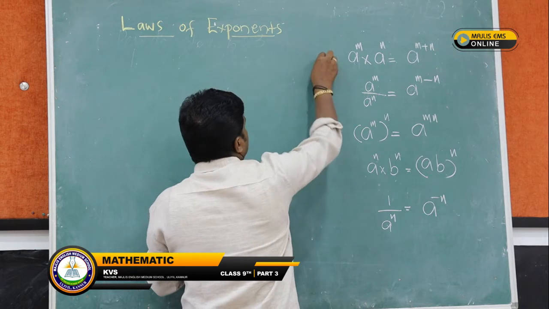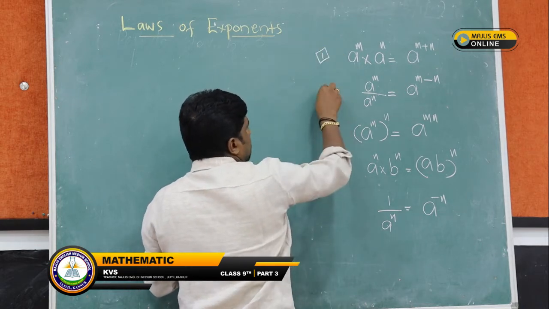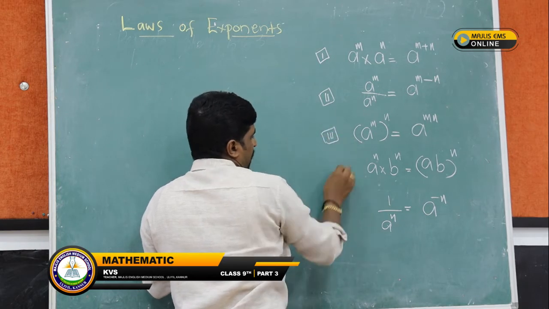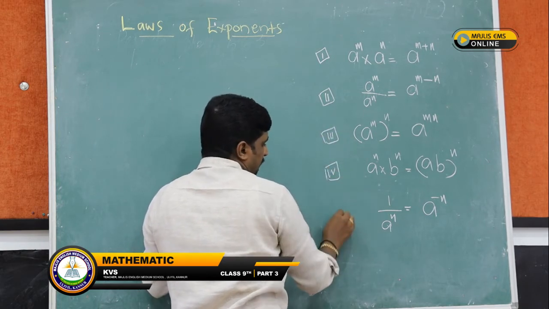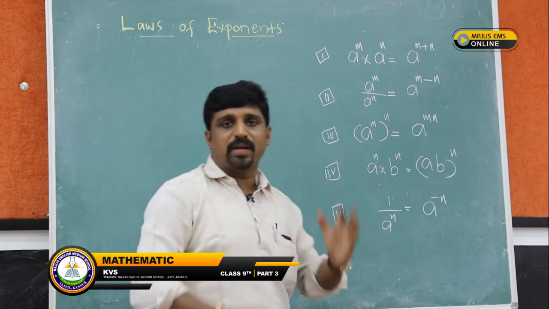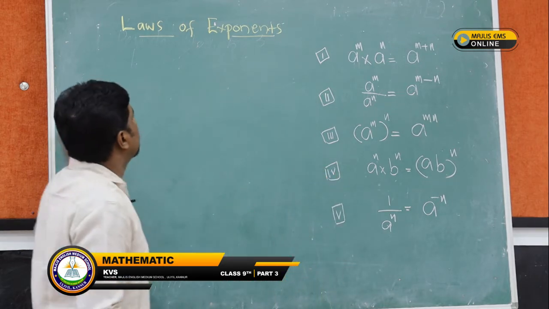Therefore, this is the first one, this is the second one, third one, fourth one, and fifth one. These are the laws of exponents. Based on this, we can explain some questions. Okay.